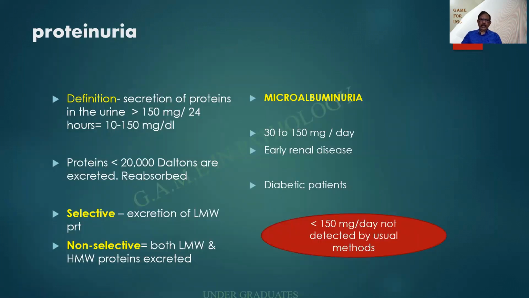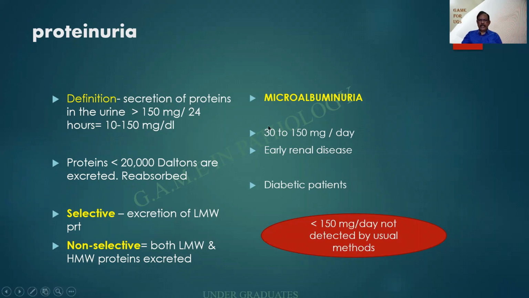Proteinuria. Whenever there is an excretion of protein more than 150 milligrams per 24 hours, it is defined as proteinuria. There is a range between 10 to 150, which is not measured by the usual methods. So this is considered to be normal.